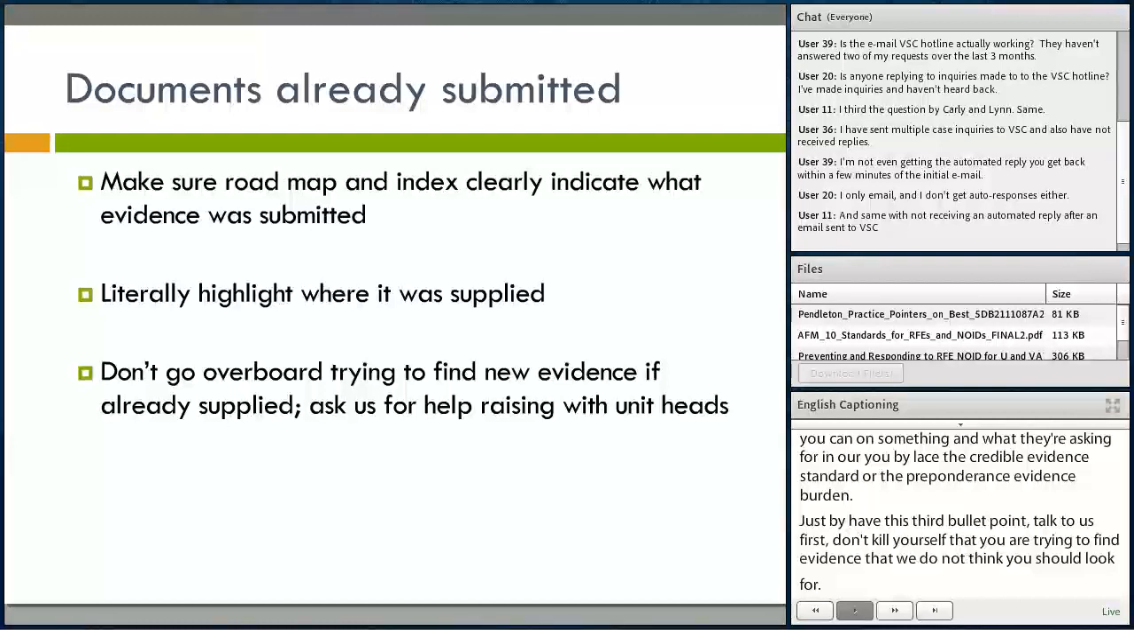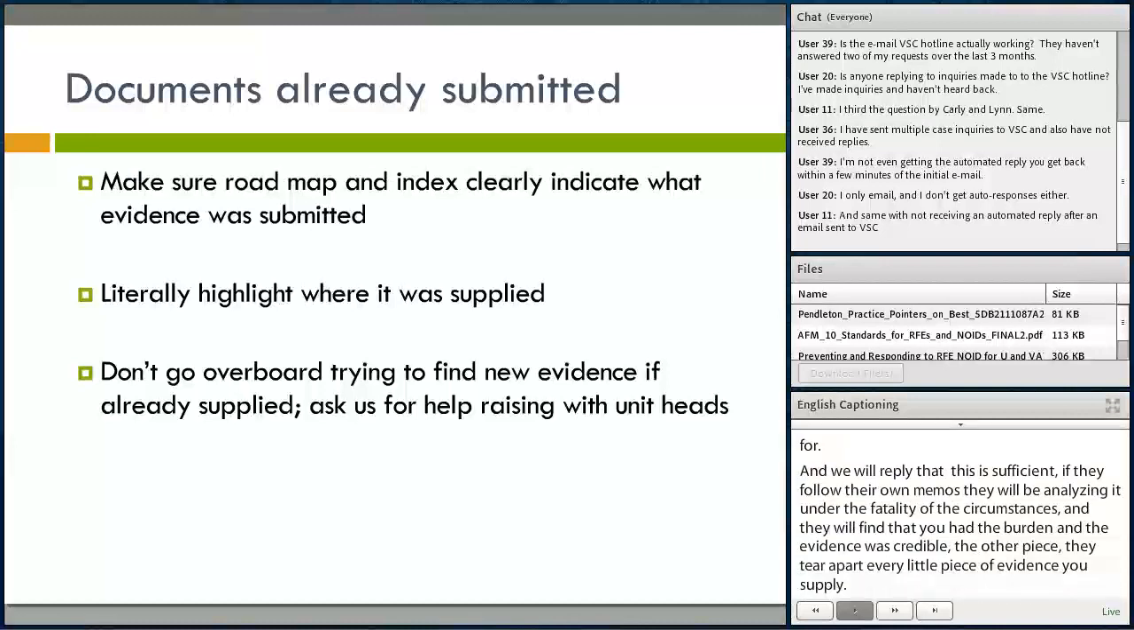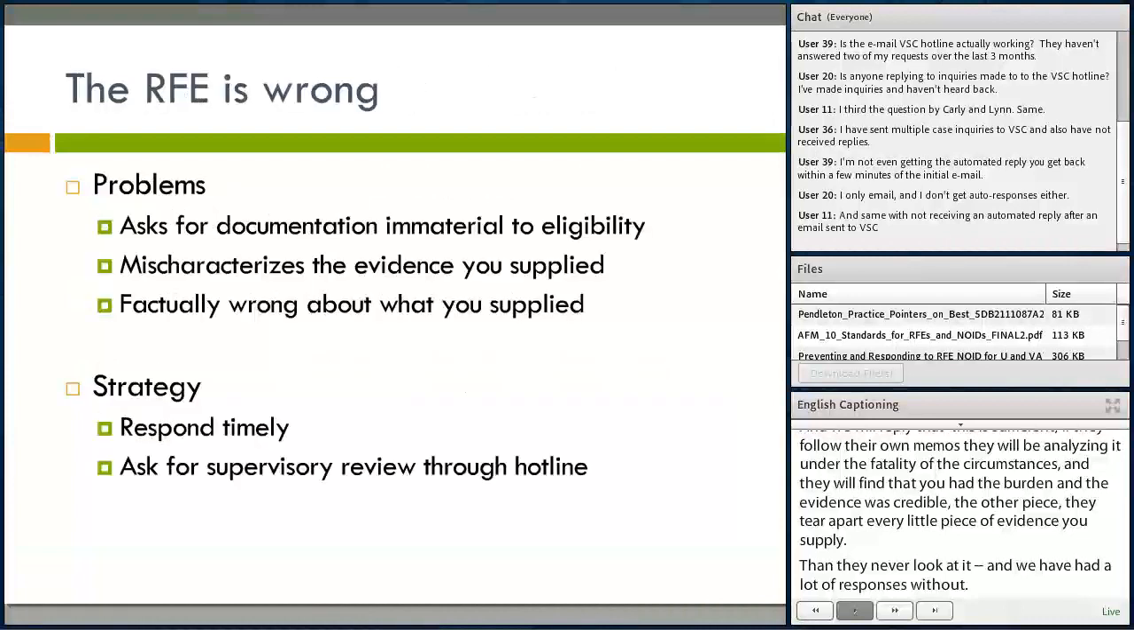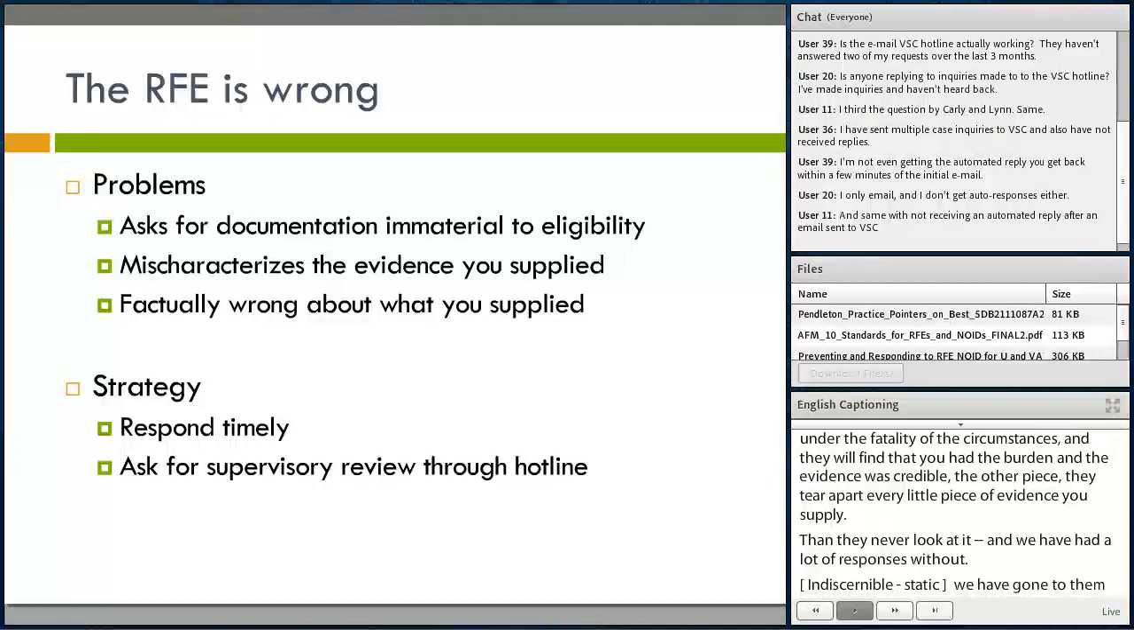The other piece of this that you may see is that they tear apart each little piece of evidence you supply and then never look at it in totality. And we've got lots of responses to that in our past history that we can help you with also. There's a bunch of amicus briefs, basically, that we've done to the AAO in various contexts that address this kind of evidentiary concern in the context of various eligibility requirements.